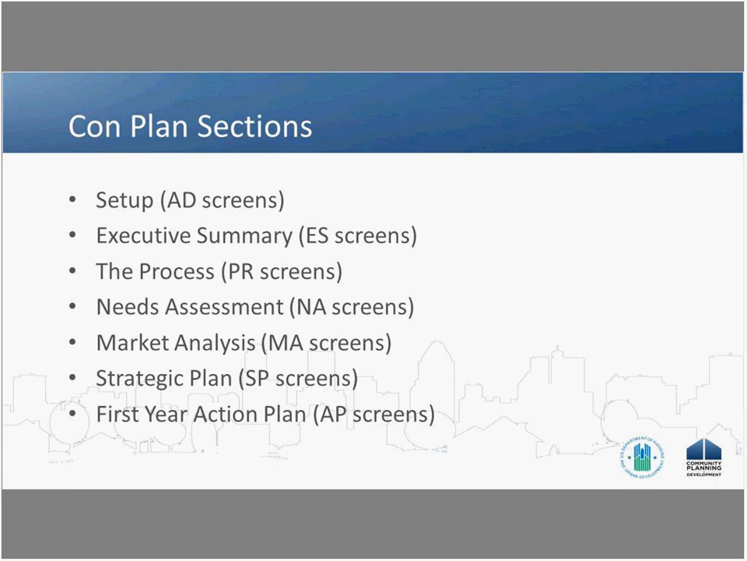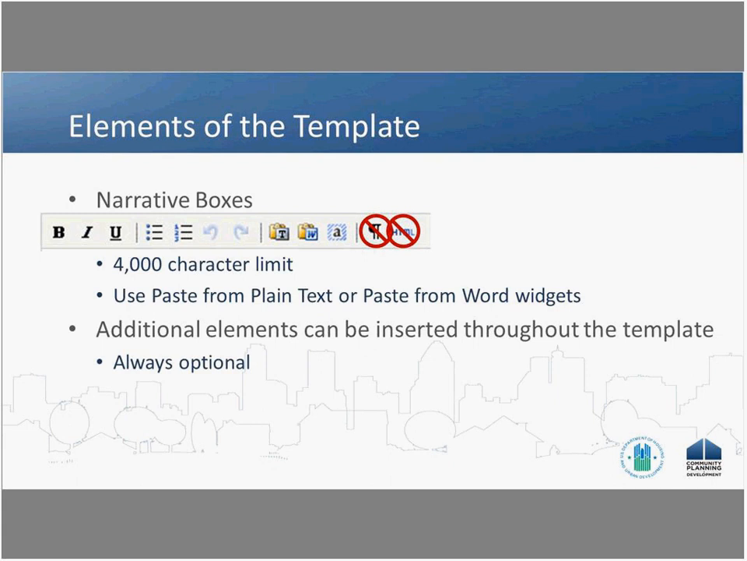There are the AD screens, those that start with AD, which are all your setup screens; the ES screens, which are the executive summary; the PR screens, which talk about your planning process, where you talk about how you've conducted your consolidated plan; the NA screens, which is your needs assessment; MA, your housing market analysis; SP is the strategic plan; and the AP screens are that first-year action plan that, remember, is embedded within your 5-year con plan. I'm going to walk you through what you're going to see when you go in there.